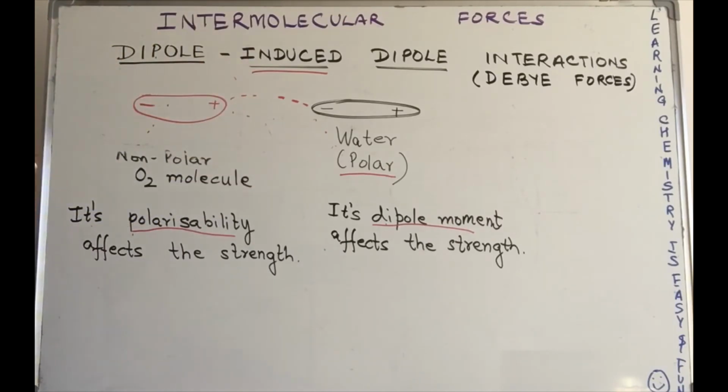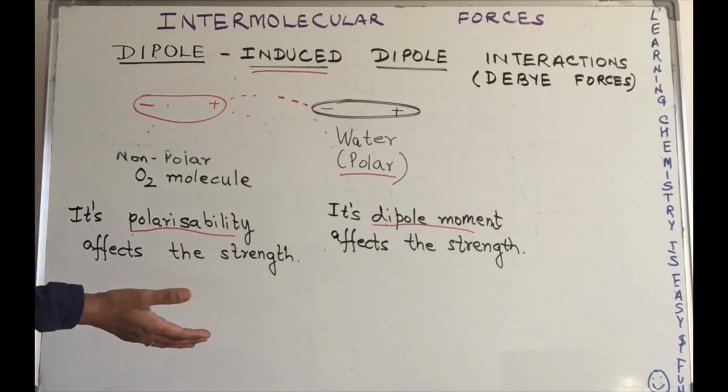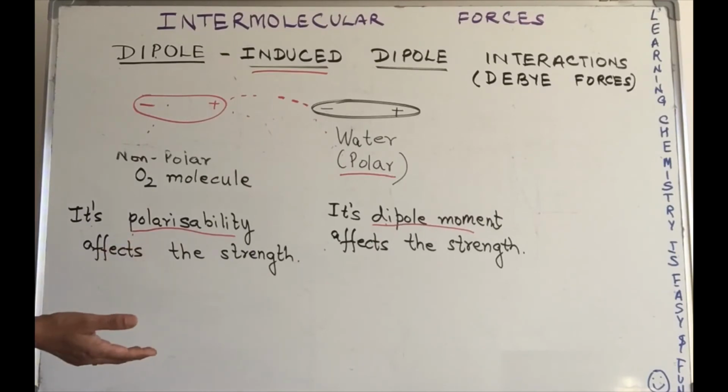You know, there's another kind of force, what we call the London forces, where none of the molecules has a dipole and all of a sudden they start behaving as polar molecules. Does that also happen? Let's go and see further.